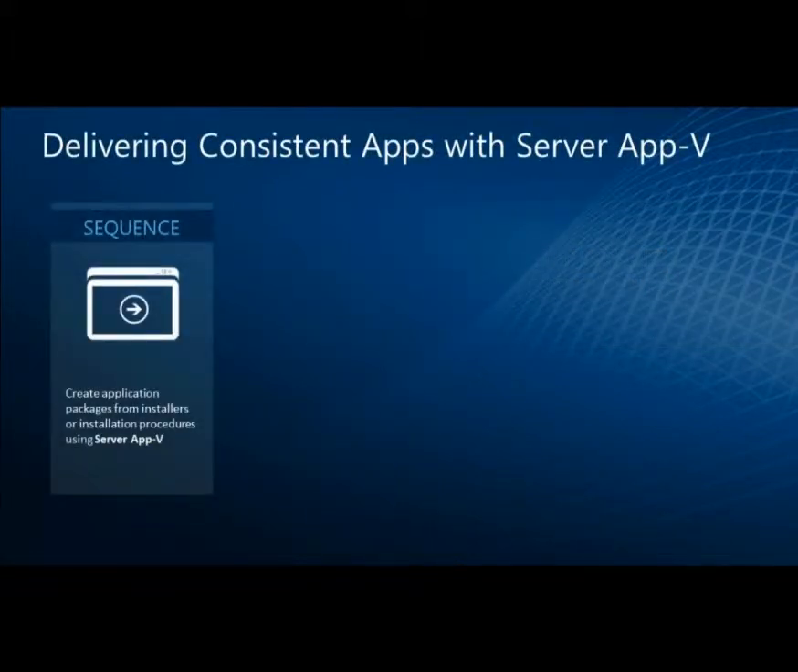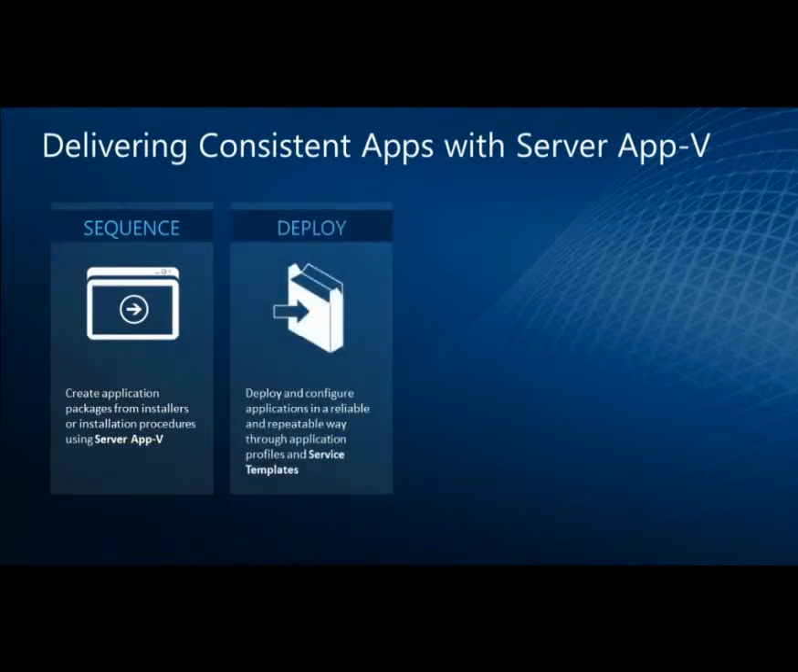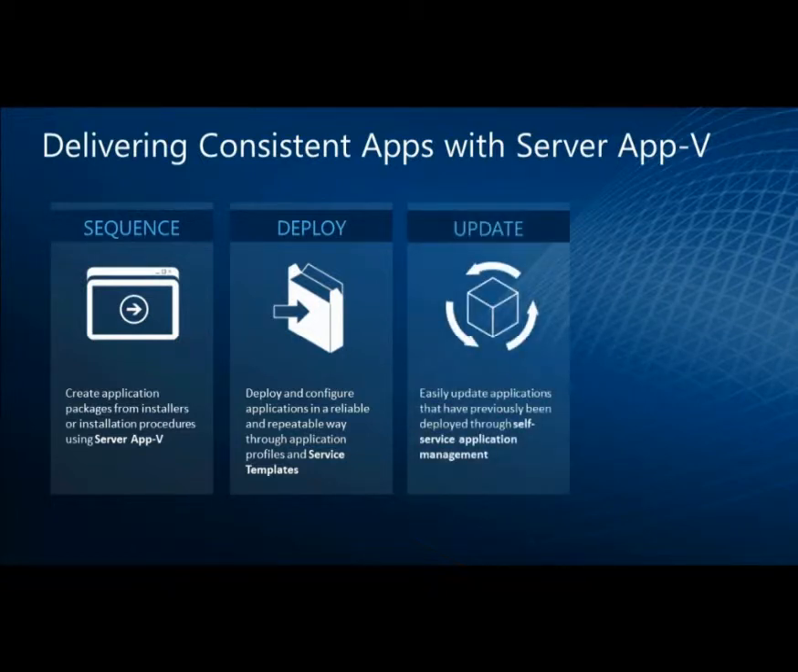So Server App-V has four parts to it. The first is the sequencing, and Server App-V literally is an install and capture mechanism. You start it, you do all the installation, you configure your application, and it will capture everything that you changed on the way through. Once that is captured, you can then move into deploy mode. It enables us to have that application as a template in our library, injected into service templates and deployed in the same way every time.